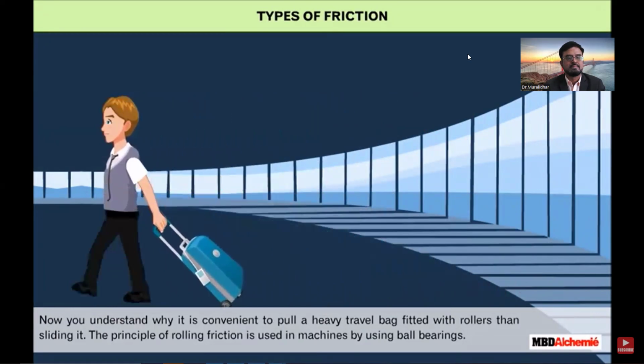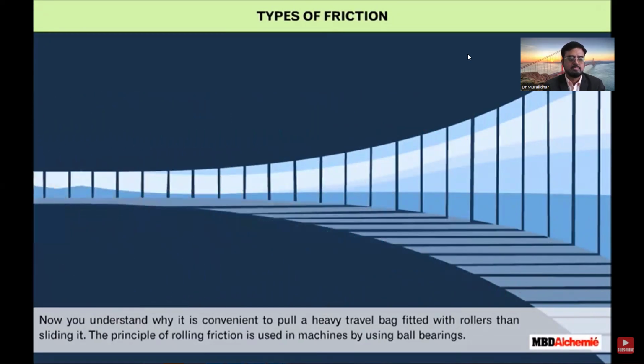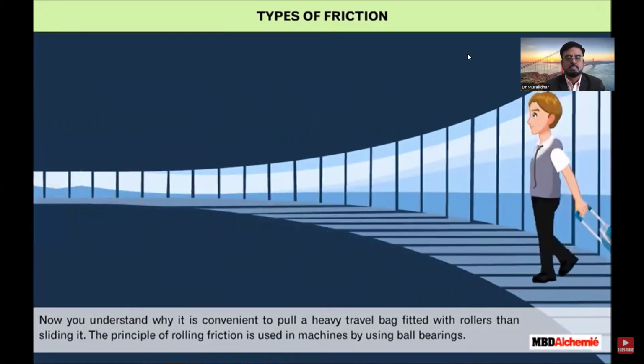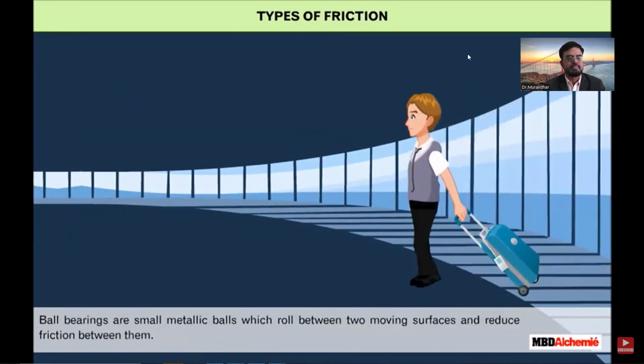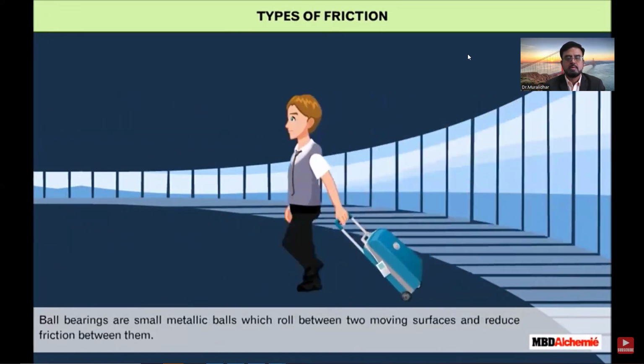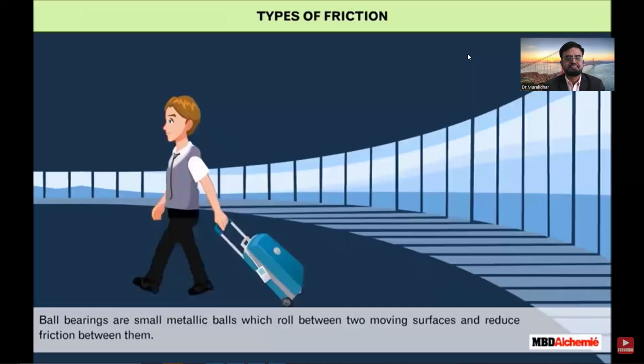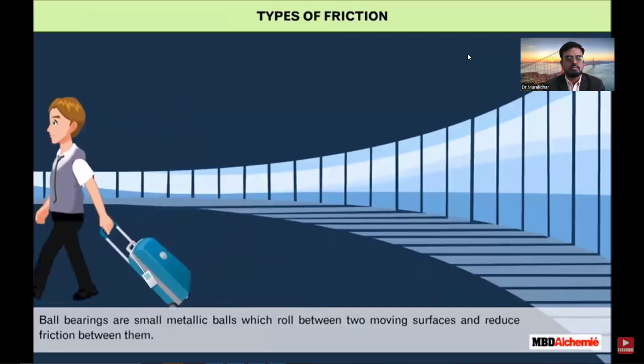The principle of rolling friction is used in machines by using ball bearings. Ball bearings are small metallic balls which roll between two moving surfaces and reduce friction between them.